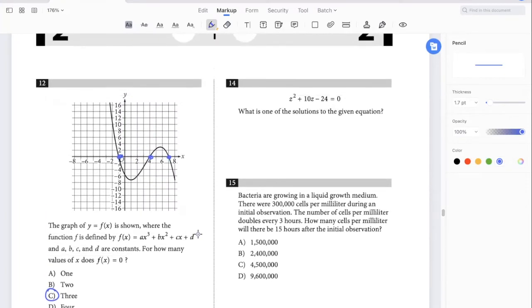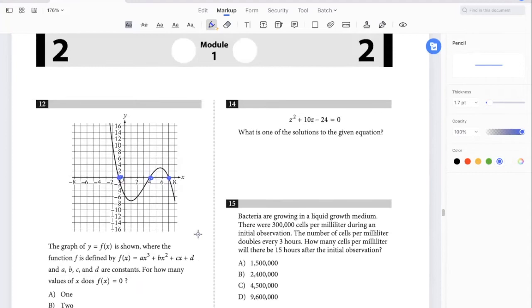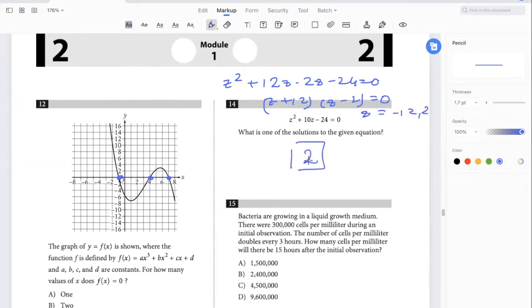What is one solution to the given equation? Okay, so 24, 12 and 2. So I can say z squared plus 12z minus 2z minus 24 is 0. So (z plus 12) times (z minus 2) is 0. So z could be minus 12 and 2. So one solution is 2.